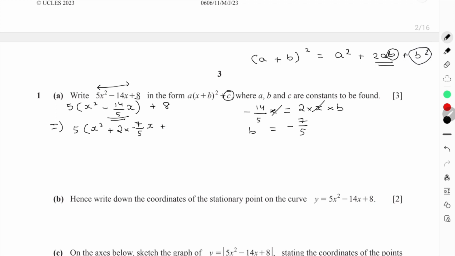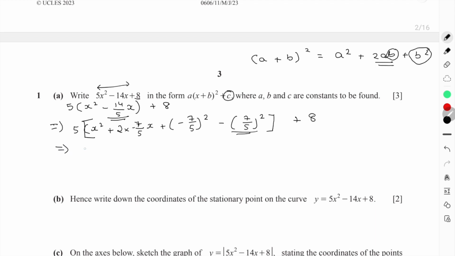it's b squared, right? So we have to add the term b squared and then subtract the term b squared. So let's add minus 7 by 5 squared and then let's subtract that. And then this is the big brackets. Some students often go wrong. They just put this term outside the bracket and they forget to multiply by 5. Please do not do that. Write big brackets so you won't get confused.